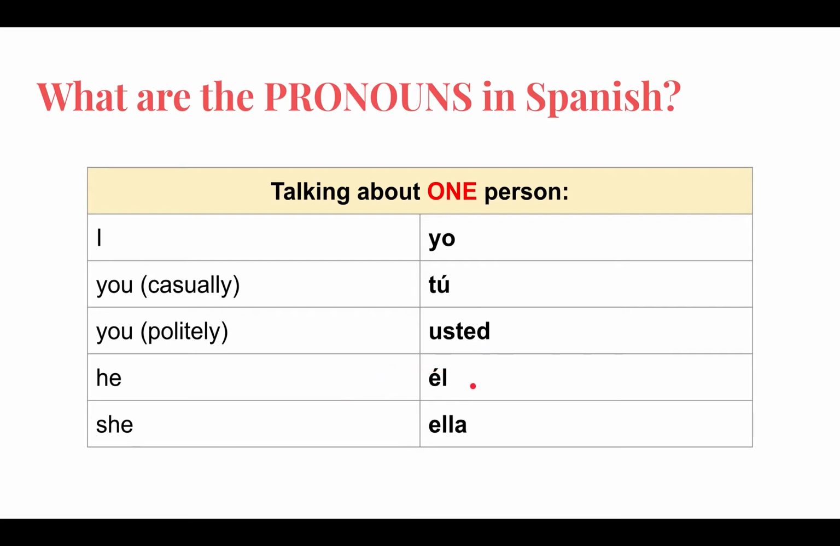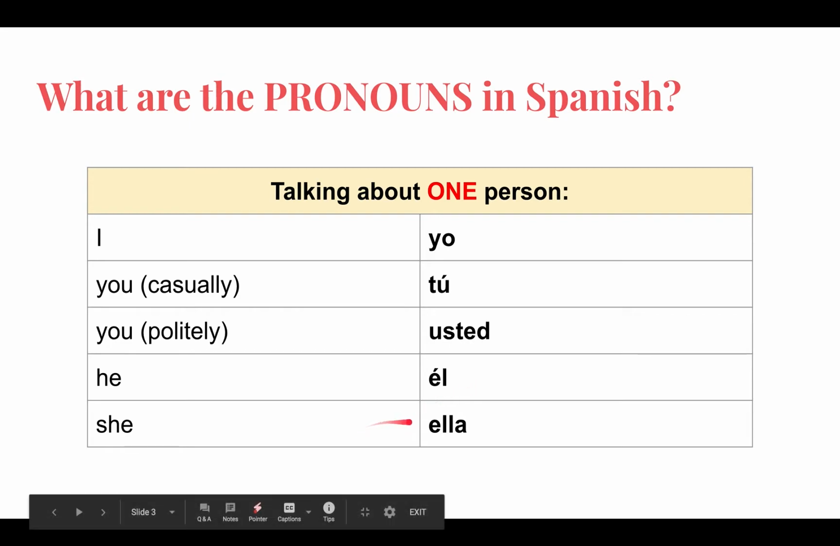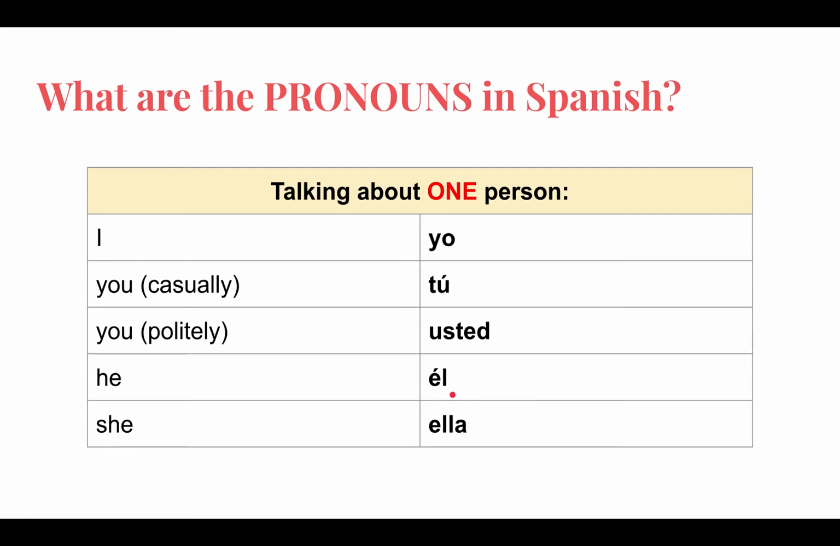He is él, and she is ella. Notice that the word él has an accent over it. That's because, if you remember, el means the: el, la, los, and las. But if you use the L with an accent, it makes the meaning change to he.